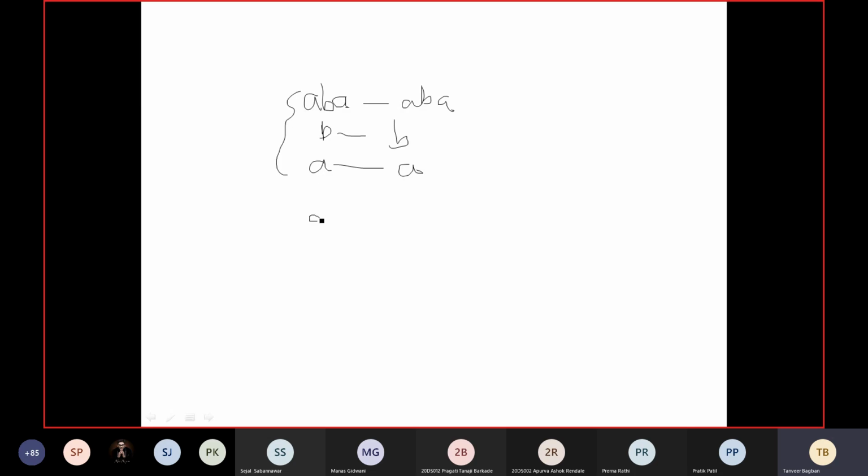Let us see the even length palindromes. AA is an even length palindrome because the reverse of AA is also AA. Then BB is also a palindrome because the reverse of BB is also BB. Then ABBA is also a palindrome because the reverse of ABBA is also ABBA. Now let us see how a stack can be used to check whether the given string is a palindrome or not.